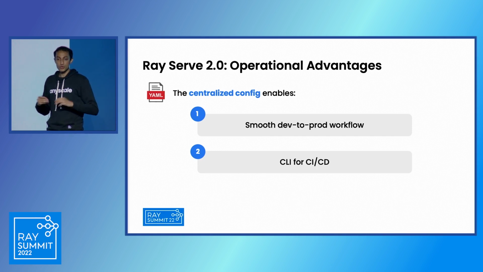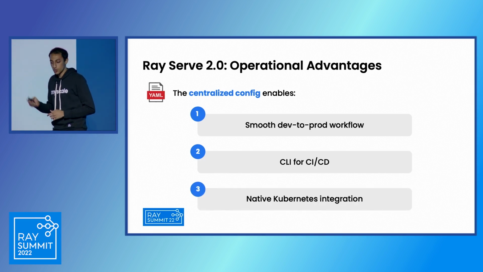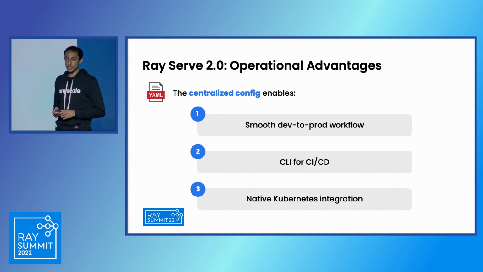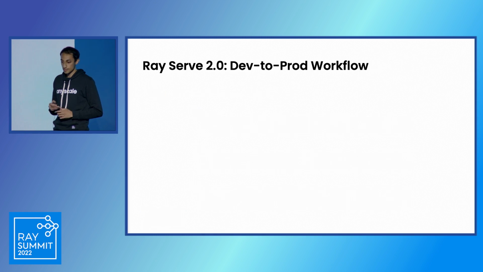Second, this new Serve API provides a CLI that lets you really quickly iterate on your Serve application and then deploy it to production. And last, we're going to talk a little bit about a native Kubernetes integration that's enabled by that centralized config. Now, let's dive a little bit deeper into that dev-to-prod workflow.